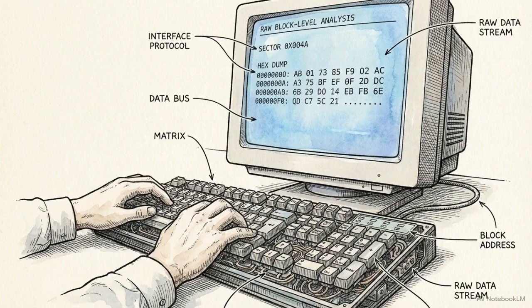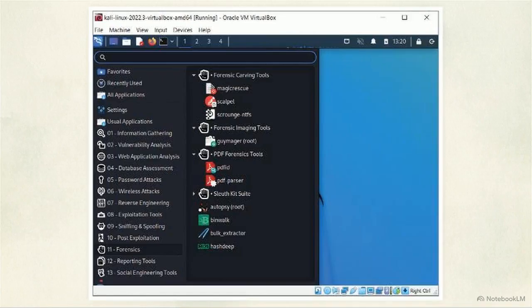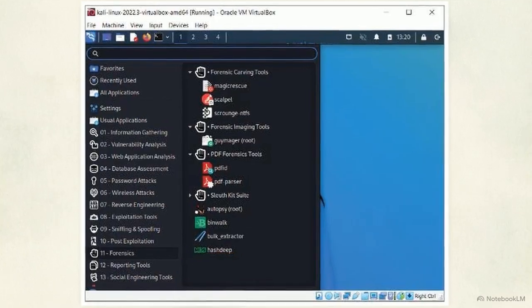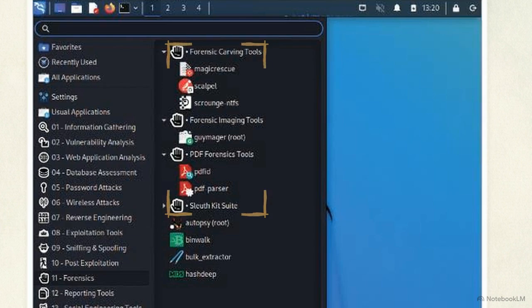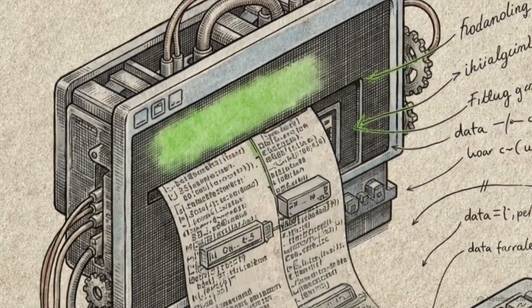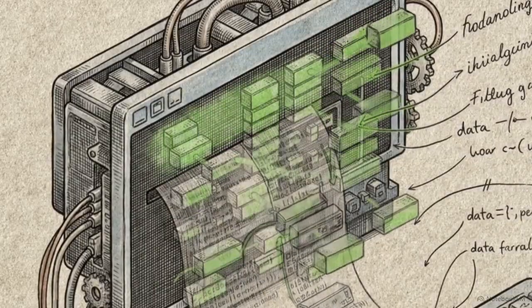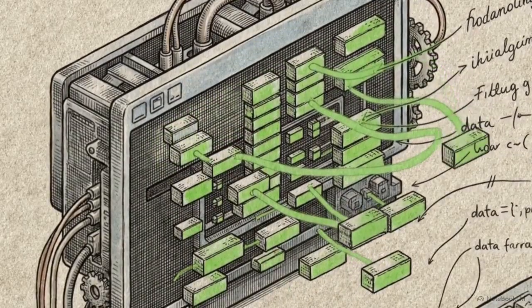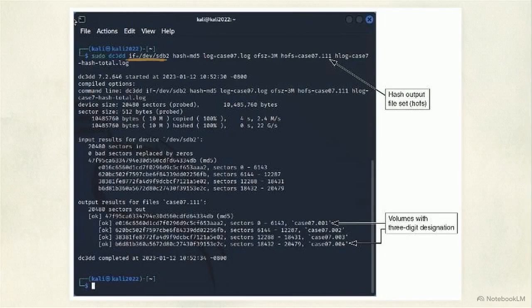To bypass OS-level restrictions and safely interface with raw block-level data, investigators utilize Kali Linux. As seen in the Kali interface, the distribution includes an expansive suite of native forensics tools right out of the box, offering immediate access to carving utilities, forensic imaging tools, and the SleuthKit suite. For disk acquisition, the DC3DD command line utility serves as a forensic-specific upgrade over legacy dd or dcfldd commands. This output demonstrates the exact syntax for block-by-block data acquisition using the if=/dev/sdb2 structure.